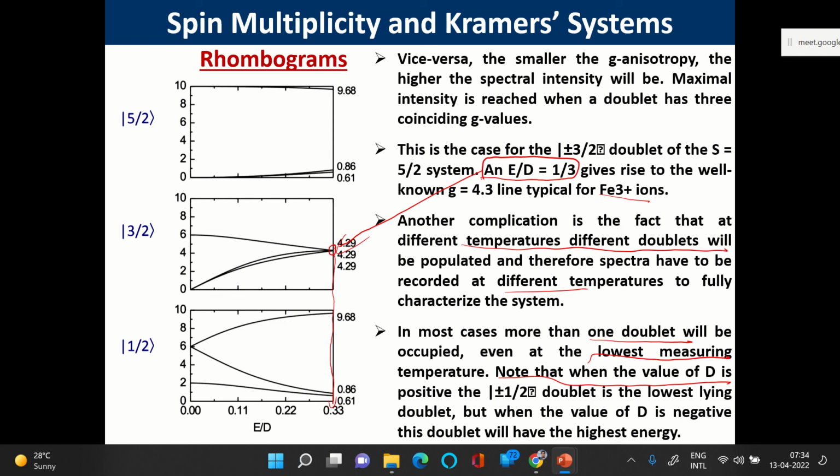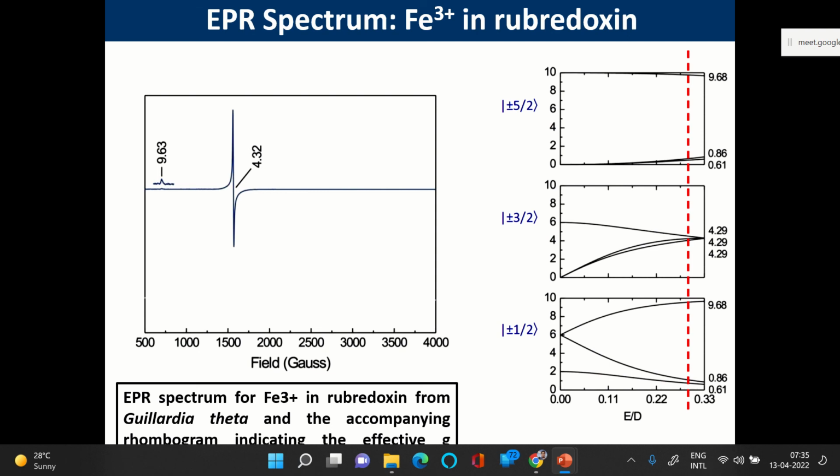Also, when D is positive, the plus minus half doublet is the lowest one lying in energy, whereas if D is negative, it will be reversed. So this is the application of what I was telling you. You have to put the ruler. This red line represents the ruler, this particular red line in the spectrum here.